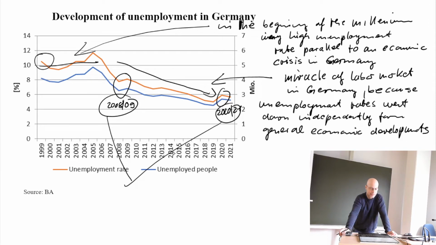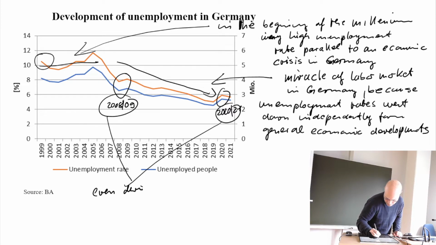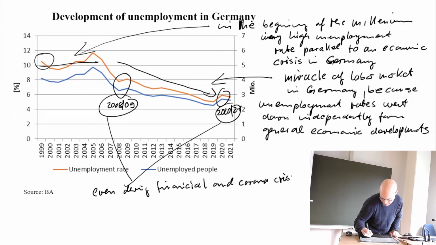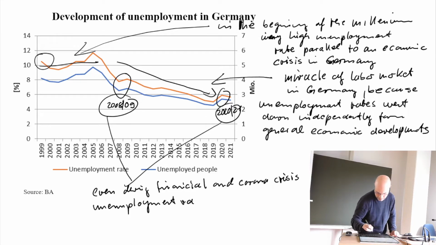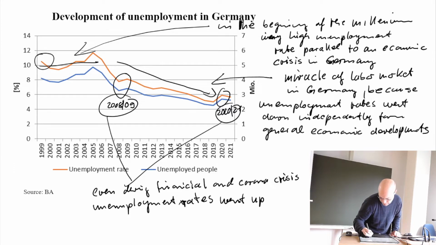You can see it was a very small spike considering how big the crisis was. Yes. So here we have even during the financial and Corona crisis, unemployment rates went up only a little bit.